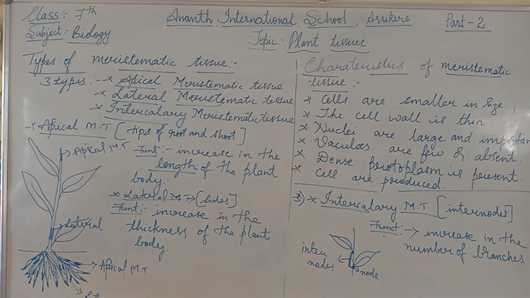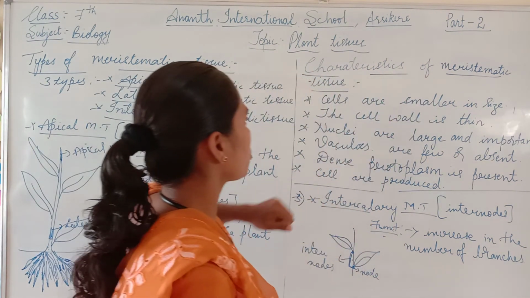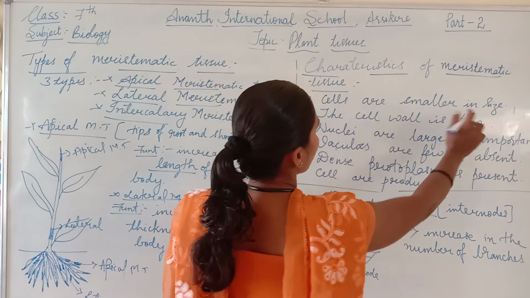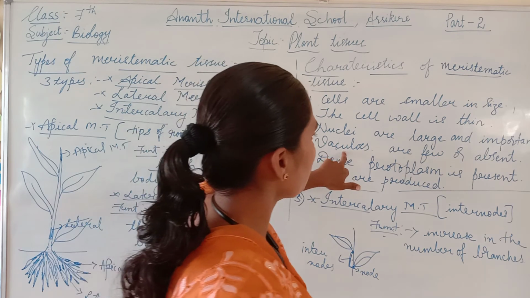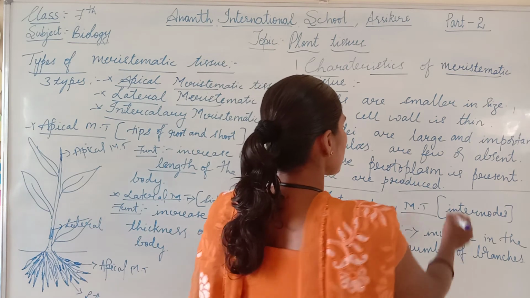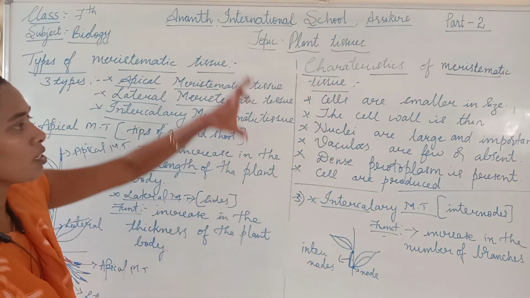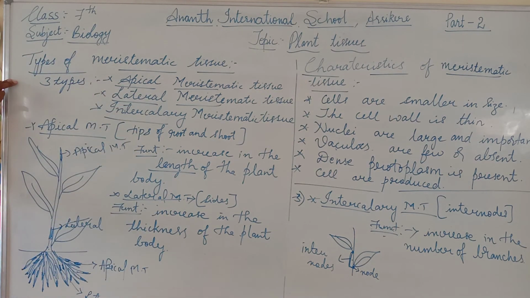So once again we shall recall whatever the things we have learnt in this class, that is characteristics of meristematic tissue. First characteristics is cells are smaller in size, the cell wall is thin, nuclei are large and important, vacuoles are few or absent, dense protoplasm is present, and the new cells are produced. Totally this shows the cell division takes place in the meristematic tissue. Then we learned the types of meristematic tissue. Mainly there are three types: apical meristematic tissue, lateral meristematic tissue, and intercalary meristematic tissue.